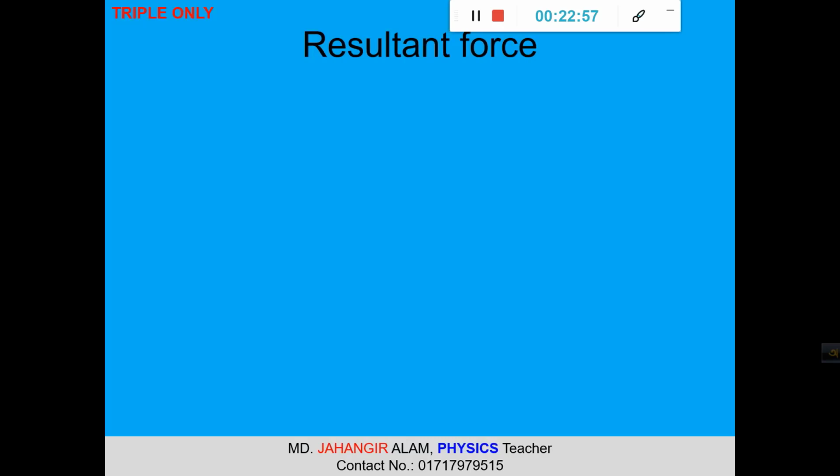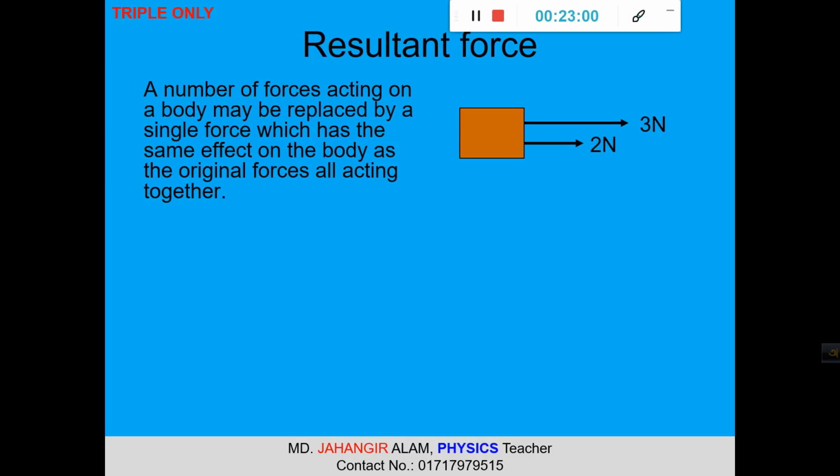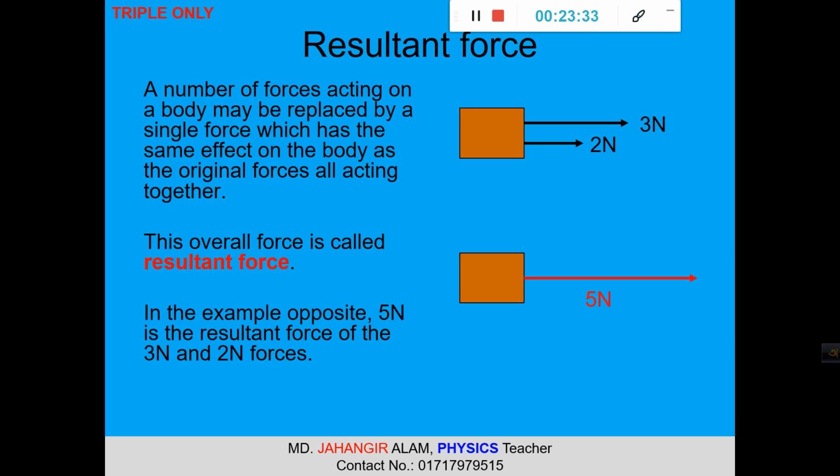Now, more about resultant force. A number of forces acting on a body may be replaced by a single force which has the same effect on the body as the original forces all acting together. That force is known as the resultant force. Look at the diagram here. A box, 2 forces acting on the object in the right direction, 3 Newton and 2 Newton. So the overall force is called the resultant force. In the example, 5 Newton is the resultant force of the 3 Newton and 2 Newton forces.